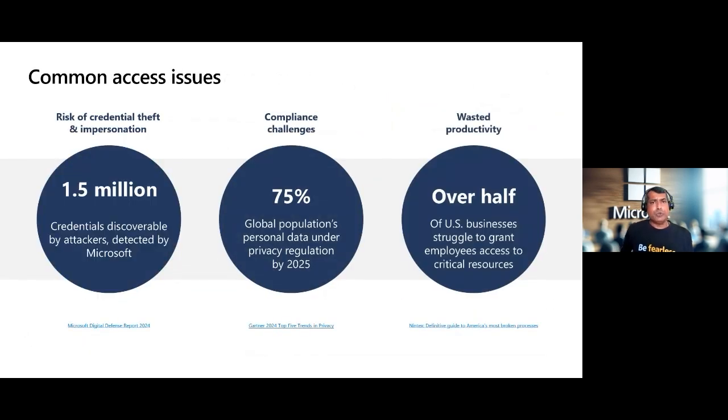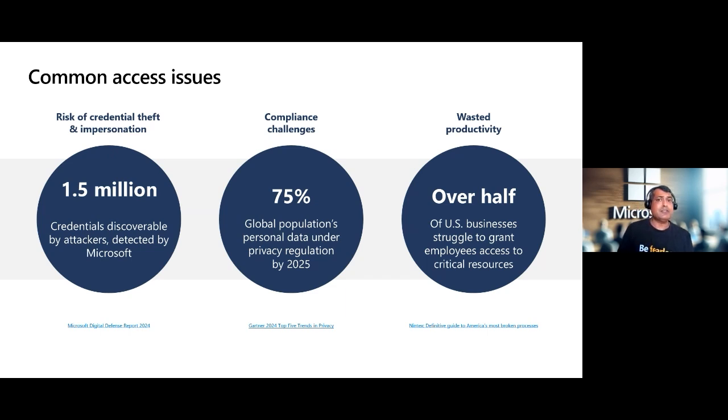So between January and June 2024, Microsoft found 1.5 million credentials discoverable by attackers. Bad actors can use these credentials to impersonate employees, steal resources, damage organizations, or even plant malware. For example, in 2023, an attacker accessed T-Mobile through a single improperly secured API, resulting in a data breach affecting approximately 37 million customer accounts. This could have been avoided with proper identity verification.